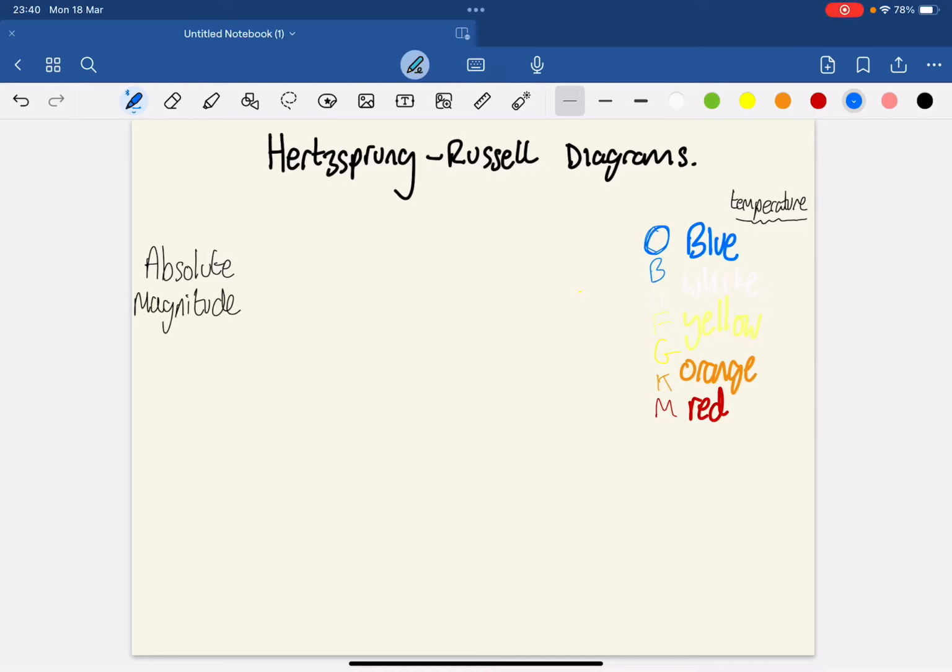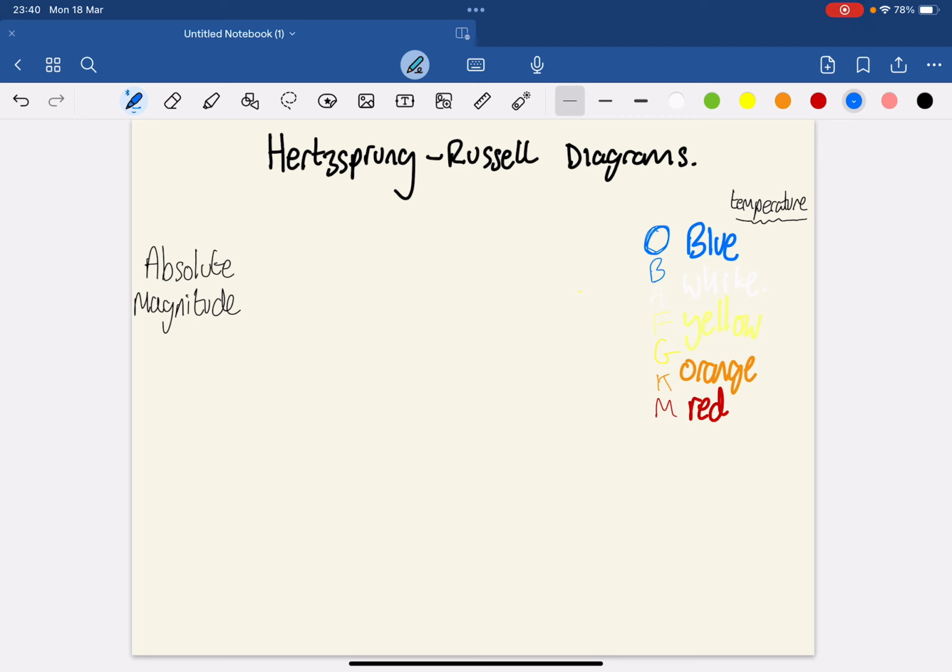This video will look at Hertzsprung Russell diagrams, named after Ernst Hertzsprung and Henry Norris Russell. There's a couple of things before we talk about the diagrams we have to know about, and that is the temperature of the stars.